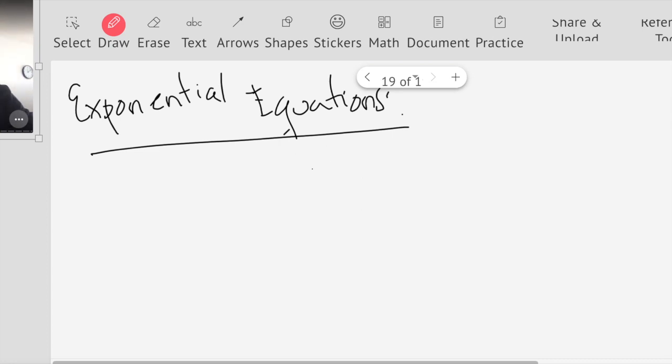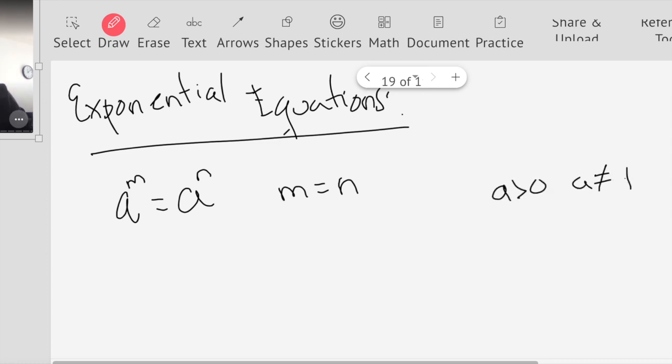So pretty simple. You want to write everything with the same base. If you get the same base on one side of the equation and the same base on the other, you can just set the exponents equal to each other and then solve. Usually the exponents are going to have variables, so you can set them equal to each other and solve to find the missing value. A has to be greater than 0 and A cannot equal 1.